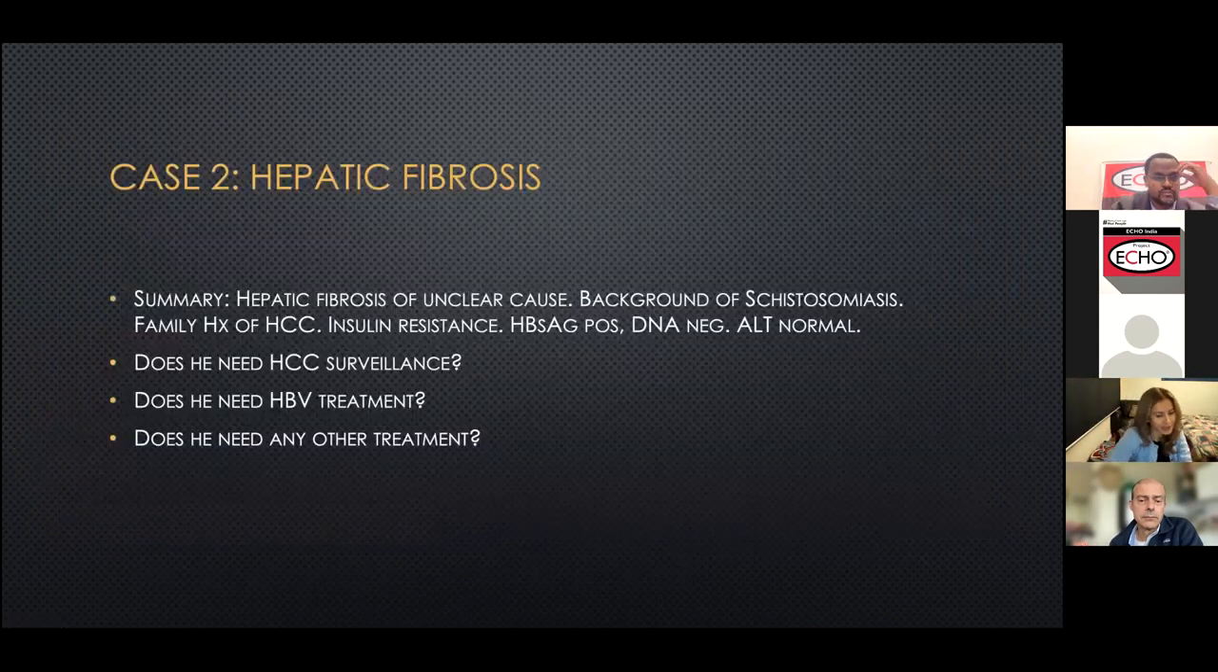In summary, in this case, we have a man in his 50s who has hepatic fibrosis of an unclear cause. He's got a background of probable, maybe, schistosomiasis. There's a strong family history of hepatocellular cancer. He's had some insulin resistance in the background. His surface antigen is positive, his Hep B DNA is negative, and his ALT is normal.